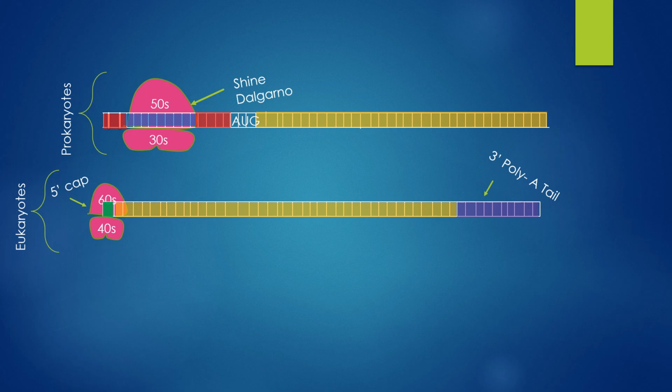Another major difference is the place where the protein synthesis occurs. In prokaryotes, both transcription and translation occur simultaneously in the cytoplasm. However, in eukaryotes, transcription takes place in the nucleus. The mRNA then travels to the cytoplasm where protein translation takes place.